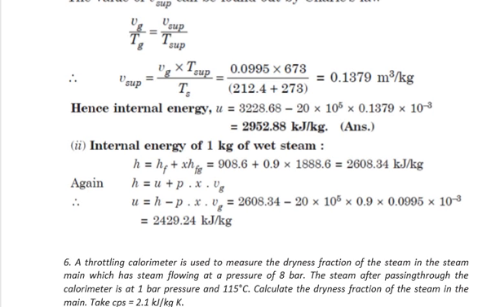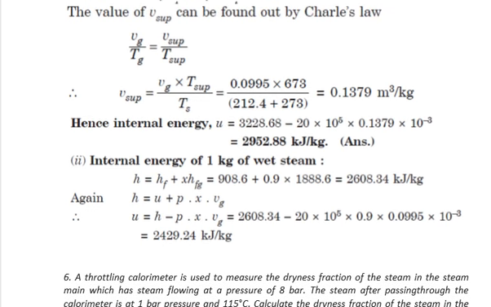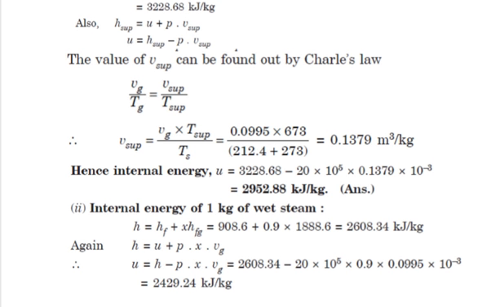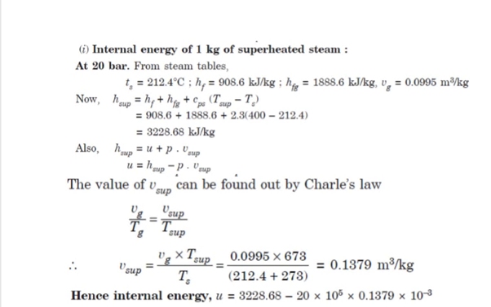Hence the internal energy U, again put the values in the equation you have already written. You will get the final value, 2952.88 kilojoules per kg, as the internal energy of superheated steam.